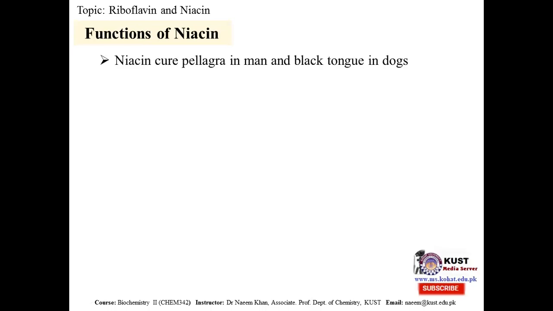Functions of niacin. Niacin cures pellagra and black tongue in dogs. So this is an important vitamin, and we must mention here that it is the anti-pellagra factor and anti-black tongue factor. So this vitamin cures pellagra disease in humans and black tongue disease in dogs. It plays a role in converting the food we eat into energy. It's a very important coenzyme involved in the electron transport chain. So getting energy from the food is possible because of its important role.